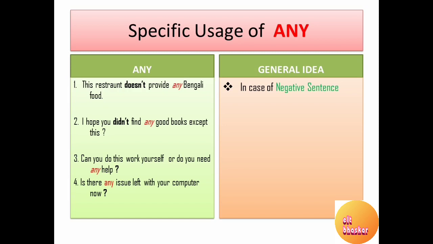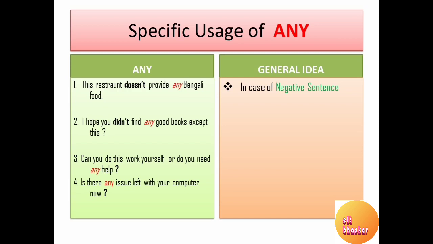And that's what we have done in the second sentence also. That I hope you didn't find any good books except this. So any here refers to here. So it is a negative sentence, and therefore we have used any here.